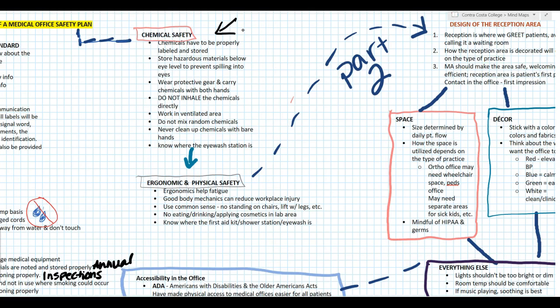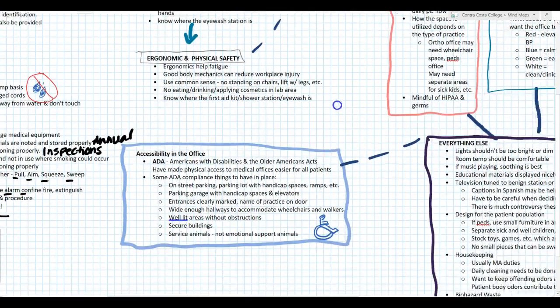Also, as far as physical safety goes, you want to be mindful of what you're doing and where you're doing it. You don't want to eat or drink or apply lipstick in a lab area where there are bacterial culture samples growing or viral culture samples growing. You don't want to put your lunch in the same fridge with a histology specimen or an extra tissue sample being stored. So you want to be mindful of those things. I mean, besides that, that's kind of gross. You want to know where the first aid kit is, where the shower station is, and where the eyewash is so that you can keep yourself prepared in case of exposure to anything.